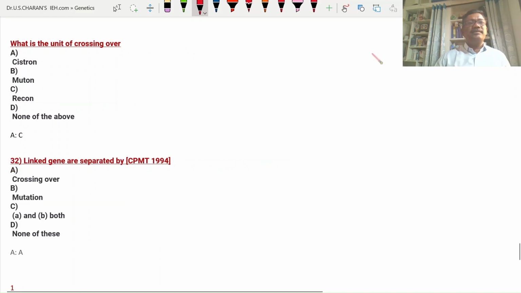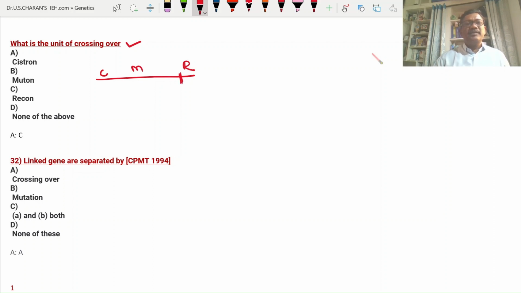Then another question: what is the unit of crossing over? Actually, where does the crossing over take place? A gene contains a cistron, muton and recon. Different places are present in it. At the recon place, the recombination takes place. Means at this place the crossing over takes place. Linked genes are separated by crossing over. That is the direct answer.